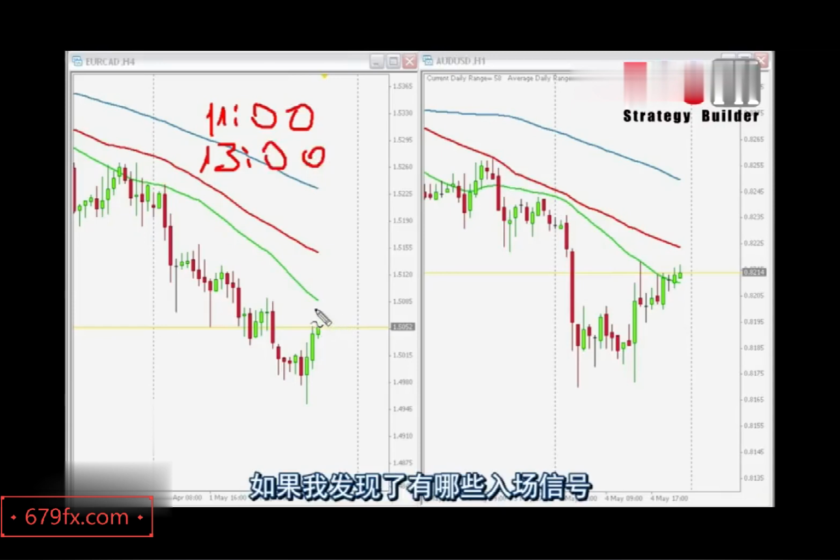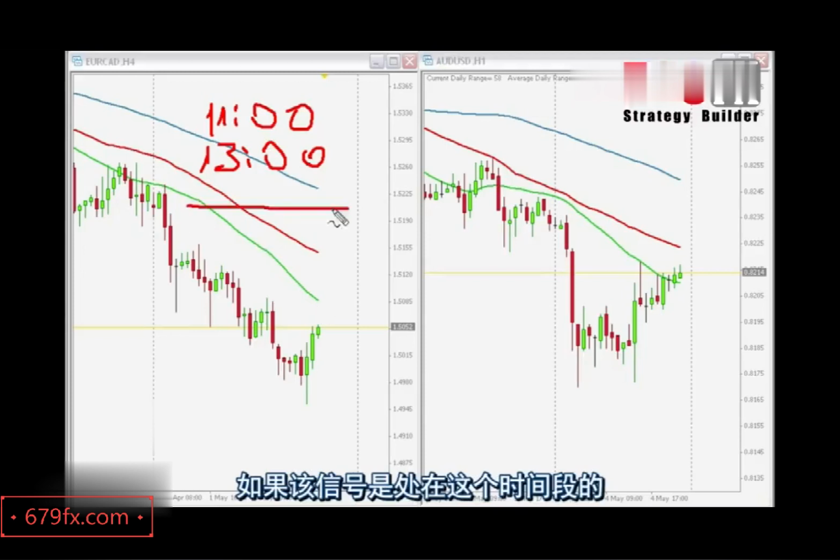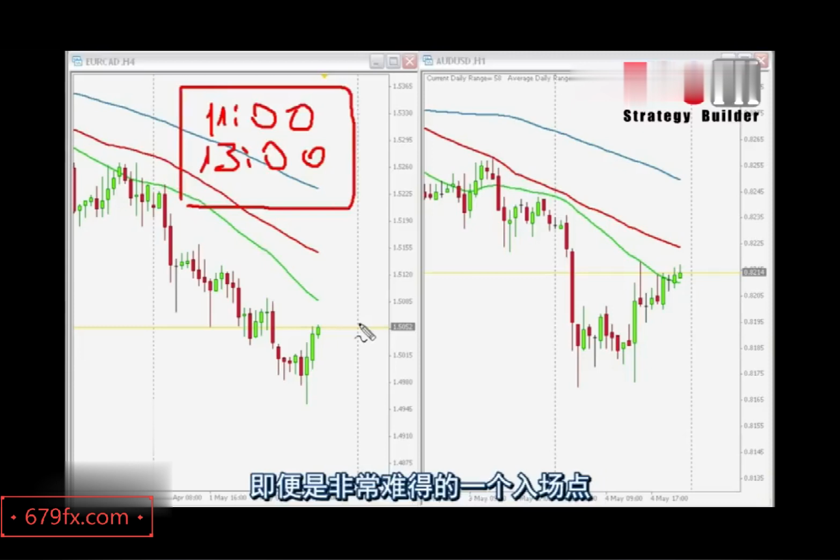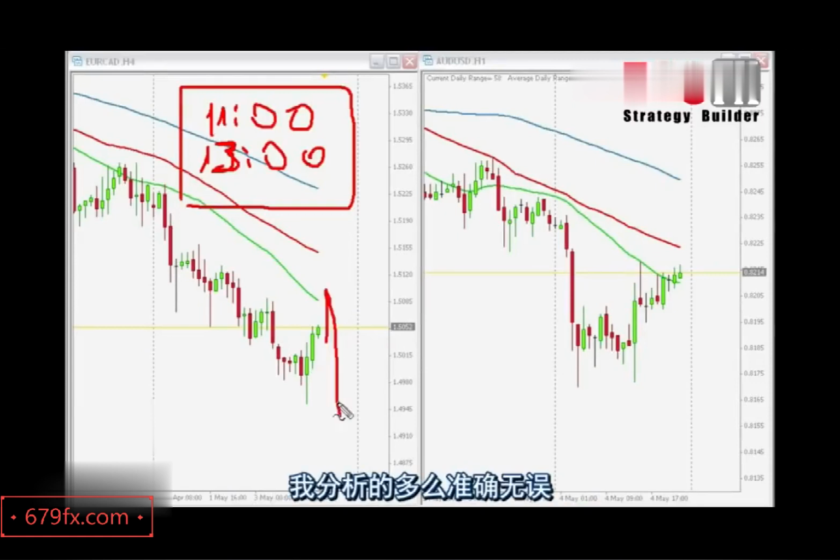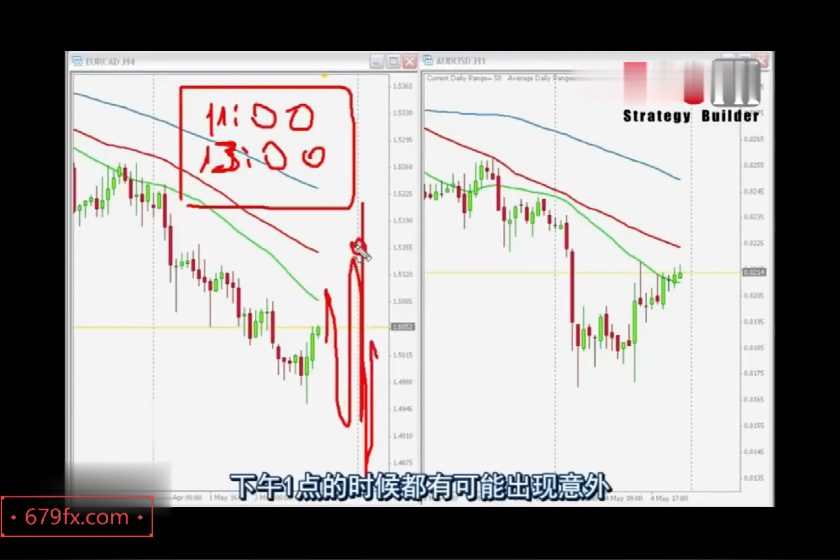If I get any entry signal within this time span, based on technical analysis, even if it's a valid entry from a technical analysis point of view, I'm not going to take it, because I know that at 1 o'clock p.m., no matter how solid my technical entry might be, some random spikes may stop me out, and there is nothing I can do about it.